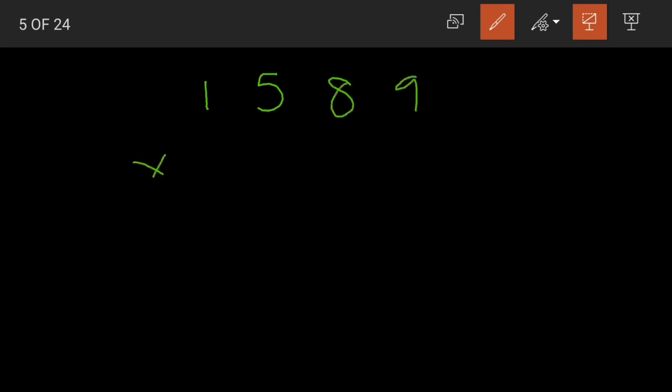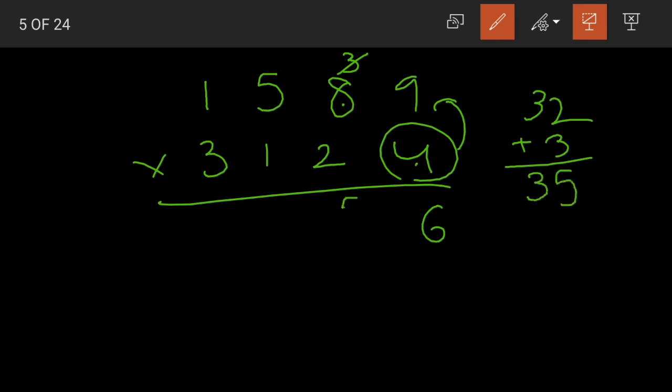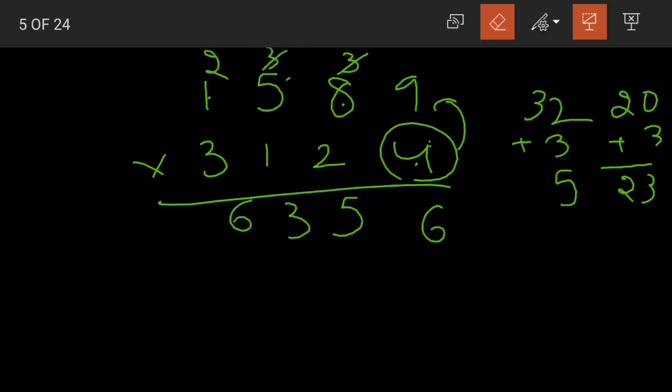1,589 into 3,124. Yes. Now starting from the ones place. 4 nines are 36. 6 here, 3 carried. 4 eights are 32 plus 3 becomes 35. 5 here, 3 carried. 4 fives are 20. 20 plus 3 becomes 23. So 3 here, 2 carried. 4 ones are 4 plus 2 becomes 6. Yes, children, what did we get on multiplying with 4?